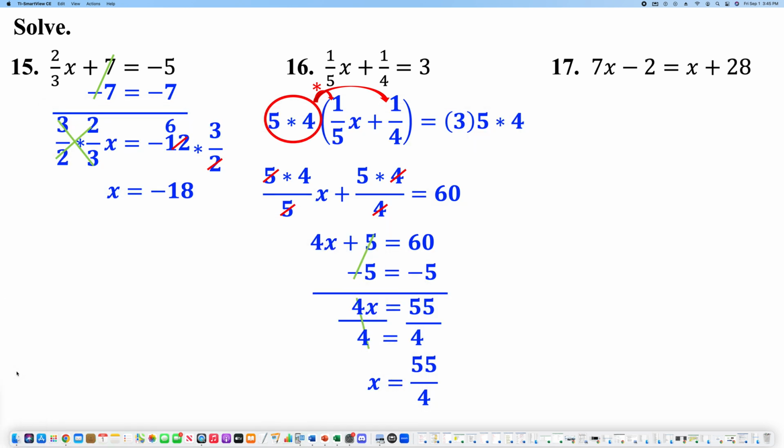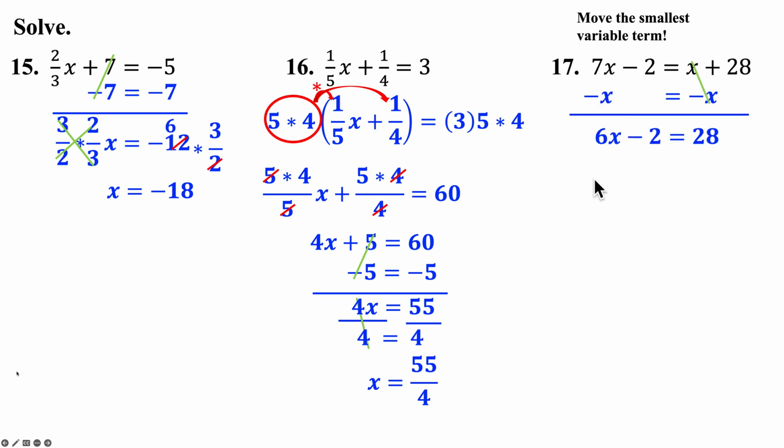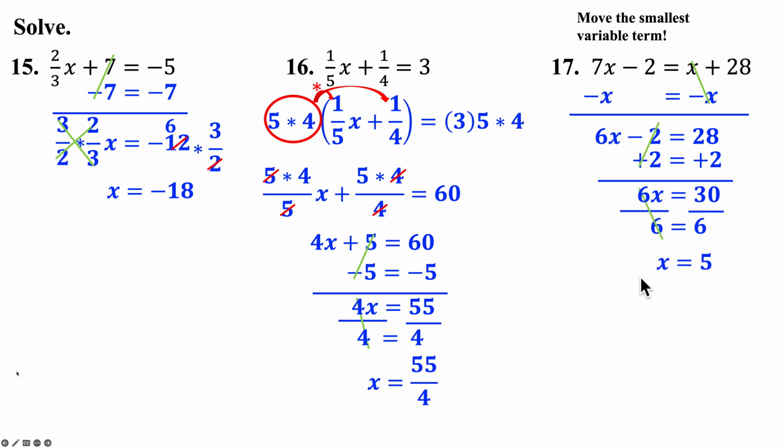Alright, number 17. As you can see, we have now two variables, but they're not on the same side. They're on opposite sides. So again, rule of thumb: 1x is smaller. We're going to move that over to the other side by subtracting the x. So that's now 6x minus 2 is equal to 28. Get rid of the minus 2. We're going to add 2 over. 6x equals 30. Divide by 6. X is equal to 5.